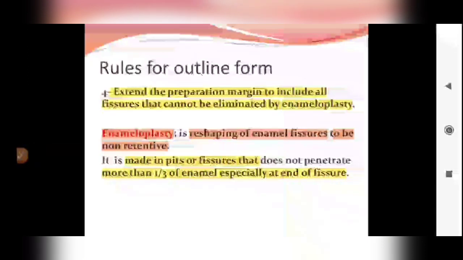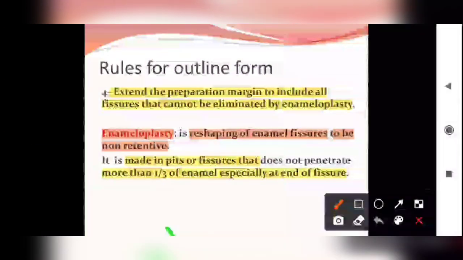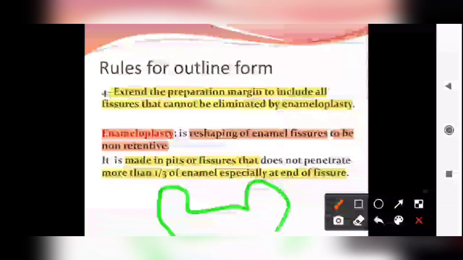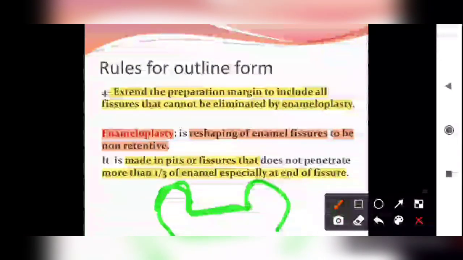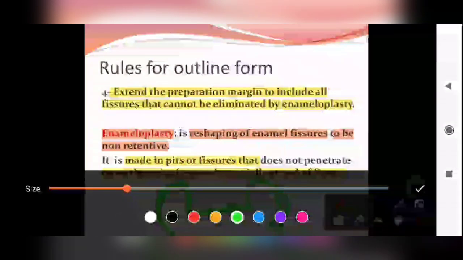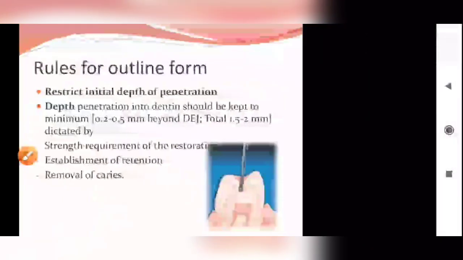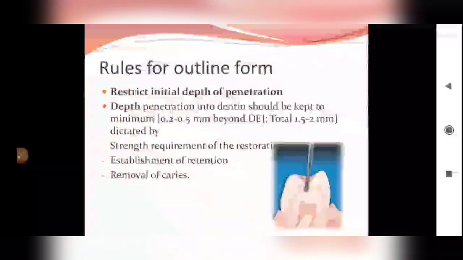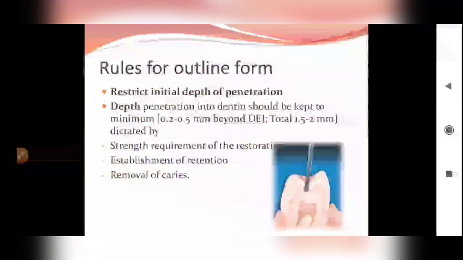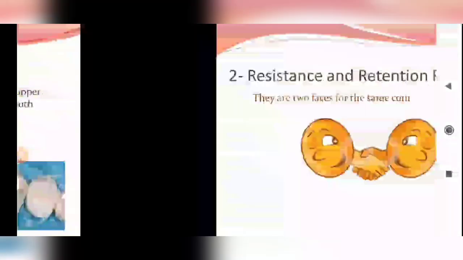Enameloplasty is reshaping of enamel fissures. If there are any pits and fissures, we dig the cavity according to them using our burrs, right? We reshape this enamel, giving it a nice shape. So these are the rules of outline form. The depth should be 0.2 to 0.5 mm beyond the DEJ, the dentino-enamel junction, with establishment of retention and removal of caries, right?